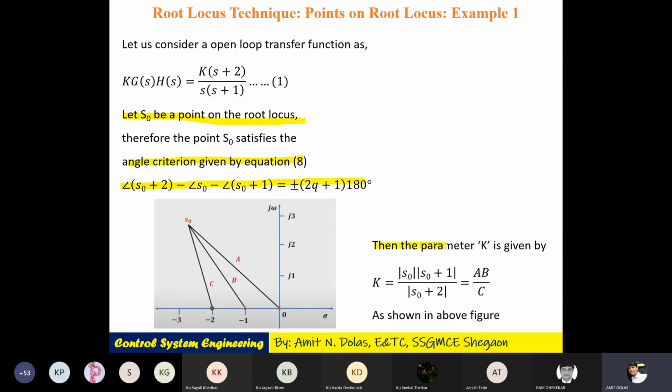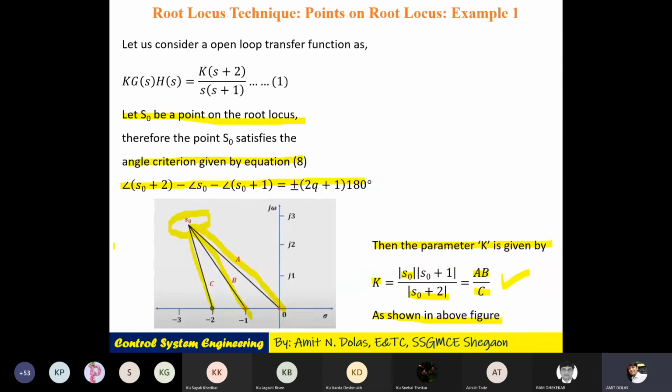And what about another condition? If the parameter k is given, k should be what? Product of the lengths from the poles divided by product of the lengths from the zeros. So what are the lengths from the poles? This A line, this B line. So I have A B divided by the zero's line, this C line, as shown in the figure. This should follow the gain criterion, that is equal to 1. Then we can say that it is on the root locus.